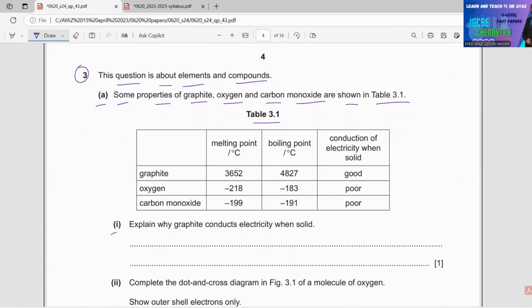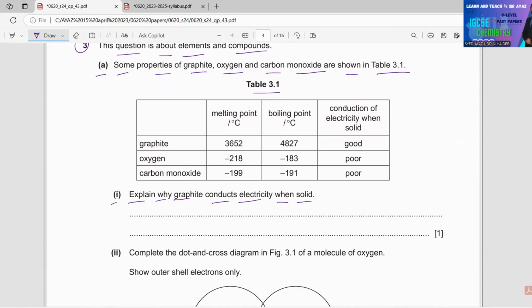In part 1, explain why graphite conducts electricity when solid. Now, graphite contains mobile or delocalized electrons. You can write mobile or delocalized electrons.